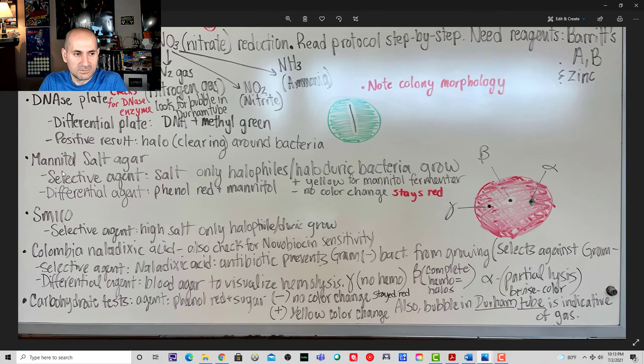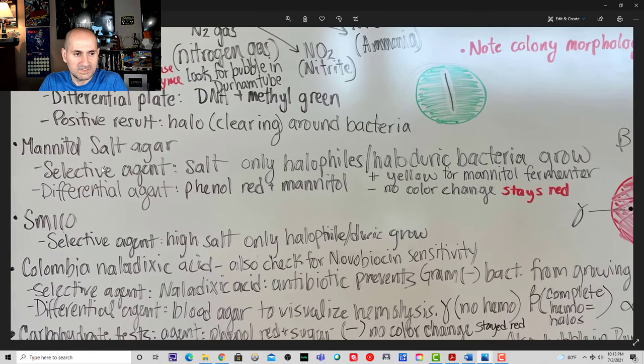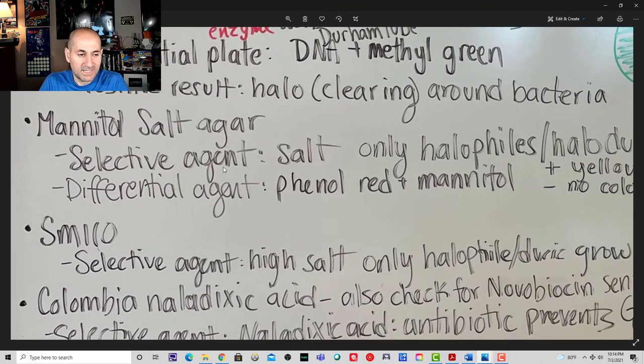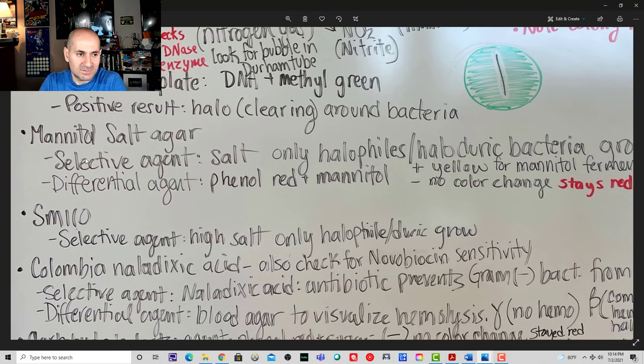Then the mannitol salt plate. This plate is both selective and differential. Remember the mannitol salt, both selective and differential. What does selective mean? You should know that selective plates or selective media in general, they select against, which means they block the growth of one type of organism, and they select for, which means they permit the growth of another type of organism. So why is the mannitol salt agar plate selective?